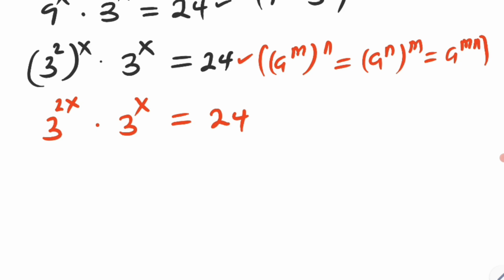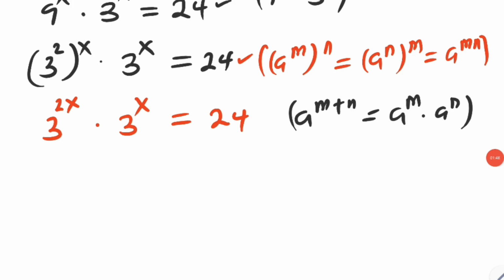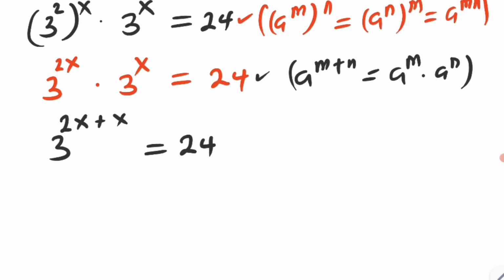Now take note of this, that if you have a raised to power m plus n, this is equal to a raised to power m multiplied by a raised to power n. Now this can be written as 3 raised to power 2s plus s is equal to 24. Now this is 3 raised to power 2s plus s, that is 3s is equal to 24.